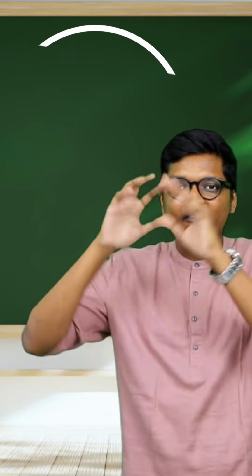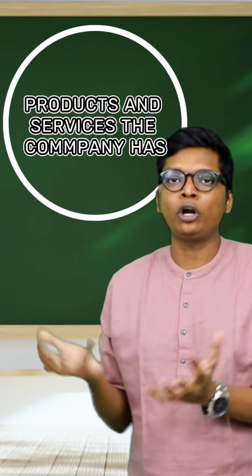Hi, we're going to look at AS17 segment reporting. What is the structure of the standard? Very simple. First, you identify all the products and services a company has. Let's say HUL has 150 products. List down all of that.